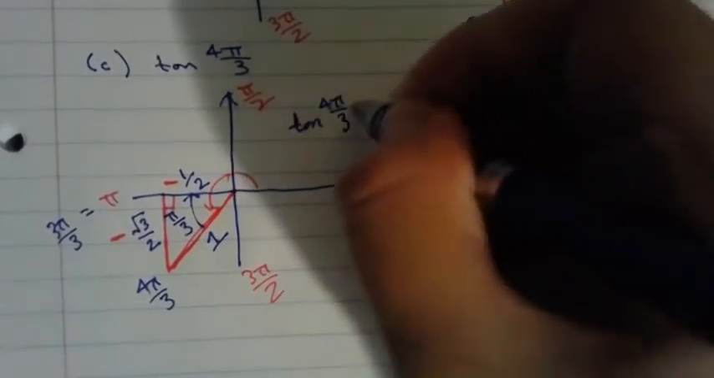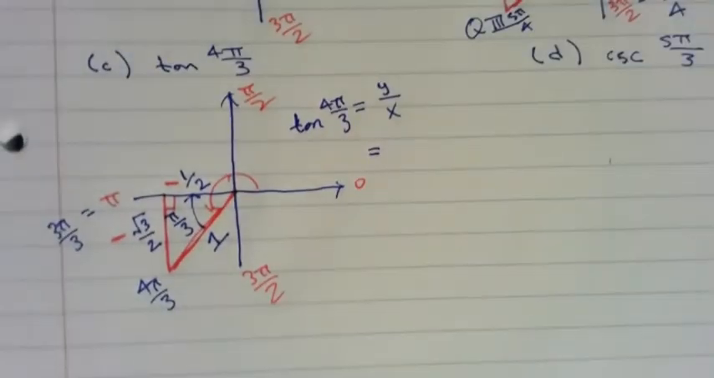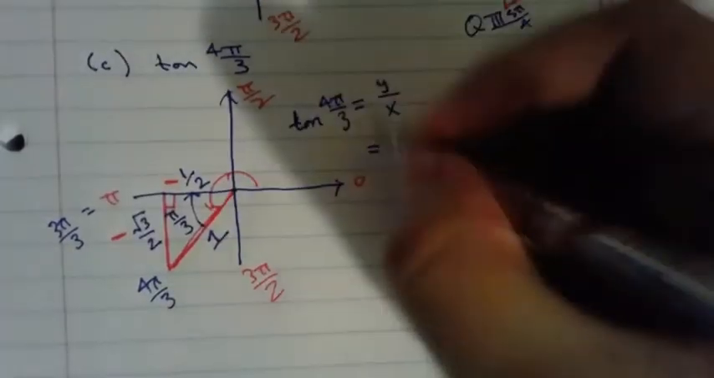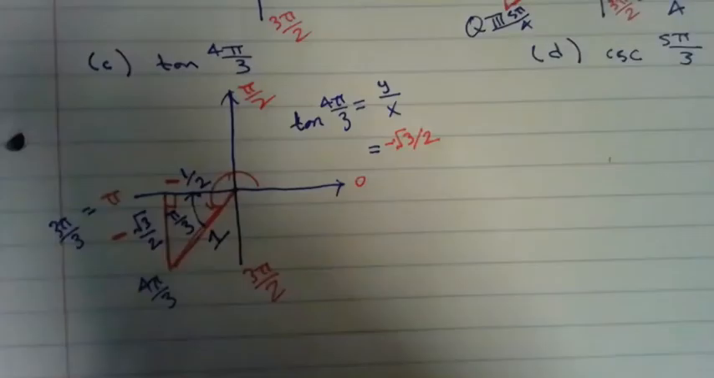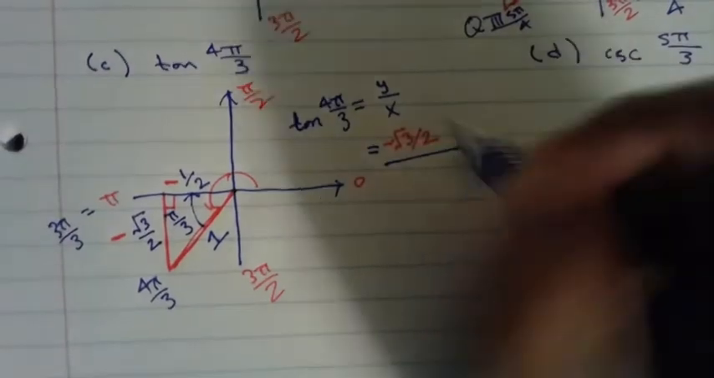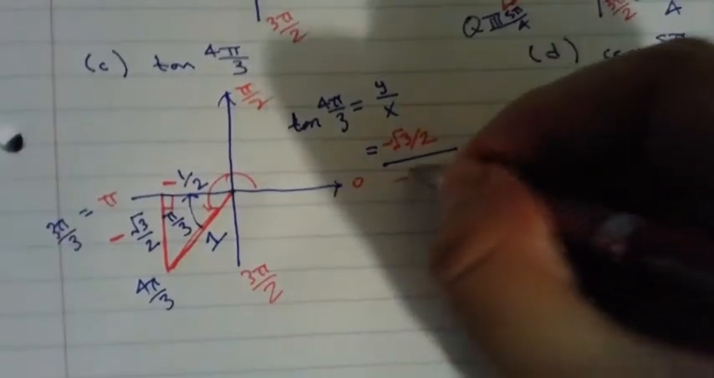Okay? Now from there, let's find tangent of 4 pi over 3. Again, according to your formulas, that's y over x. So what's my y in this case? My y is negative square root of 3 over 2, all over your x, which is negative 1/2.